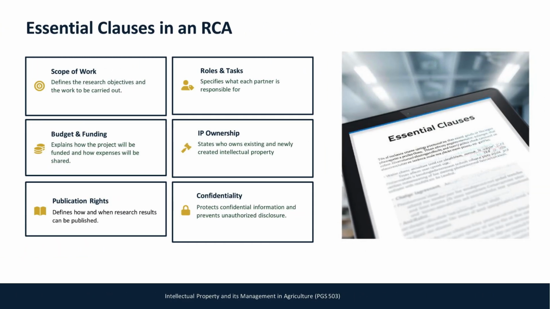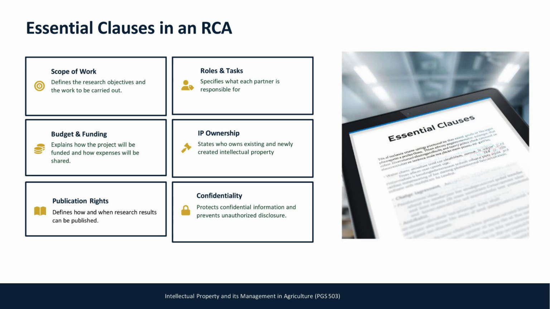Another important aspect is essential clauses in an RCA. The first clause is scope of work, defines the research objectives and the work to be carried out. The next clause is roles and tasks, specifies what each partner is responsible for. Following that, budget and funding, explains how the project will be funded and how expenses will be shared. Another clause is IP ownership, states who owns existing and newly created intellectual property. Then we have publication rights, defines how and when research results can be published. And finally, confidentiality, protects confidential information and prevents unauthorized disclosure.